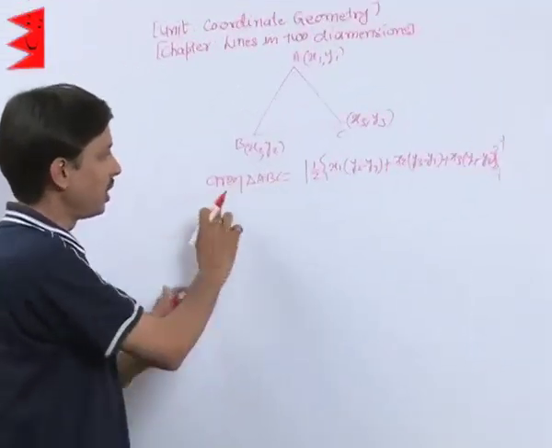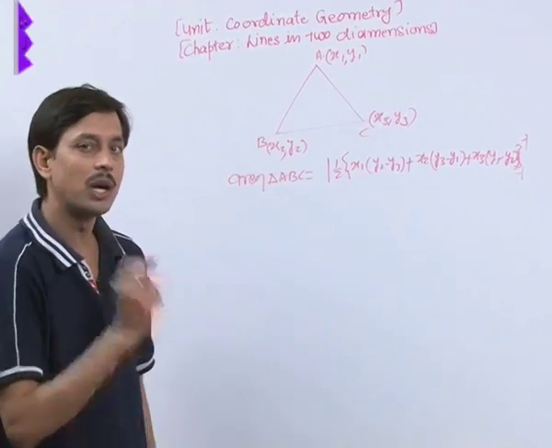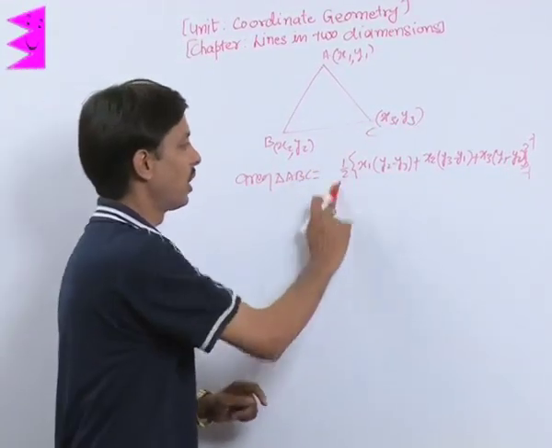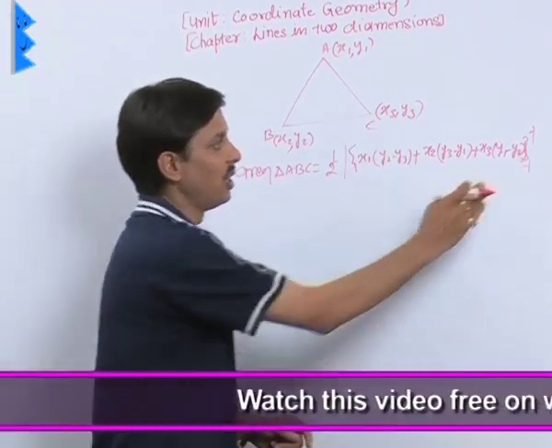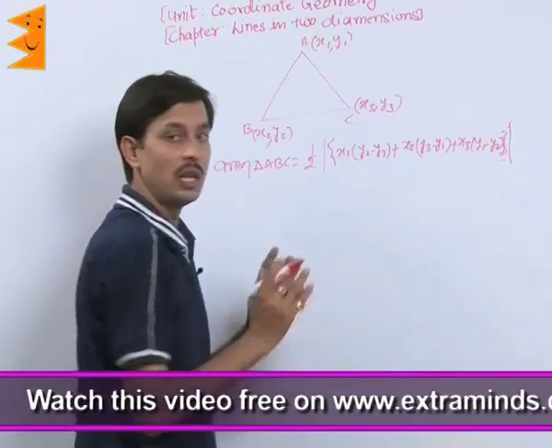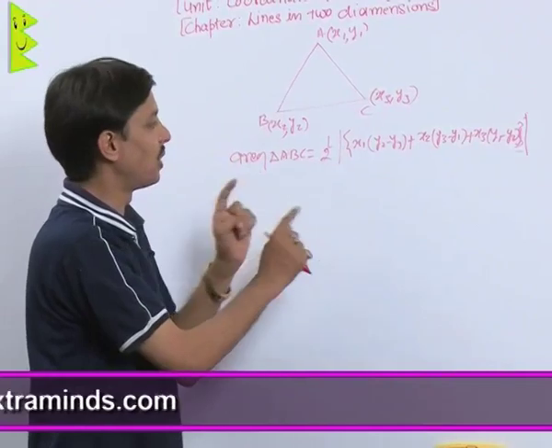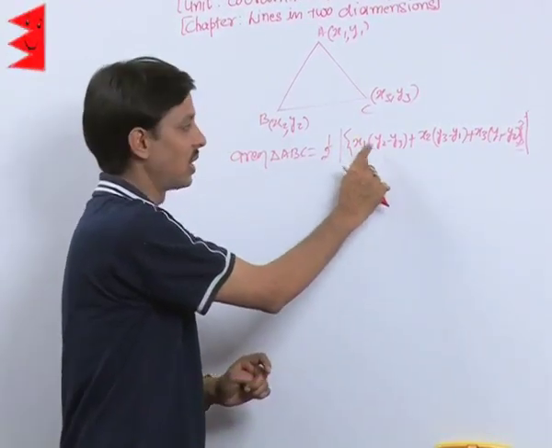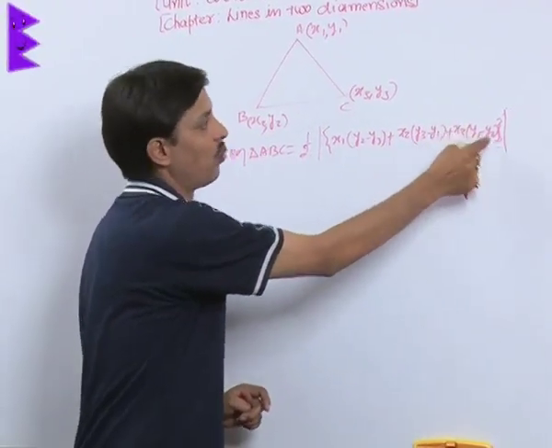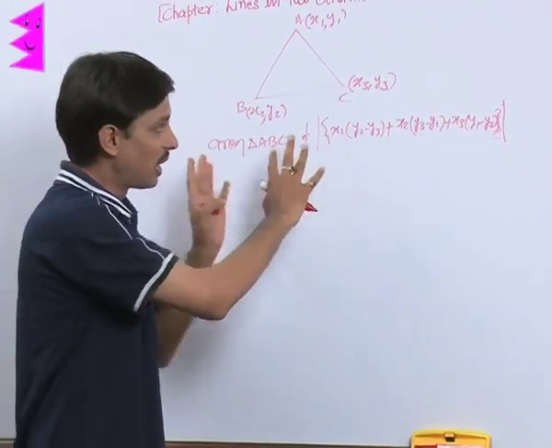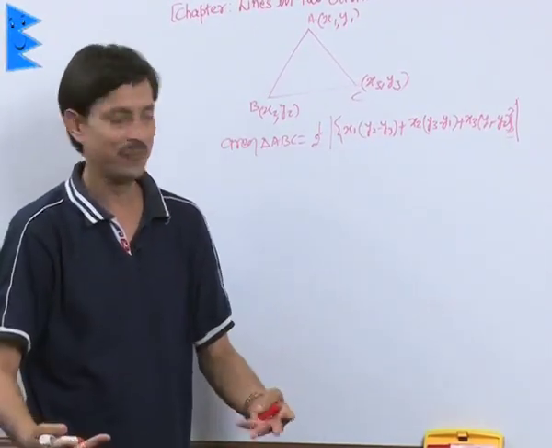So the area of any triangle using the direct formula can be calculated by half, or you can shift this mod here also, because half is this. Why am I putting a mod here? The reason is area is always a positive quantity. The formula for calculating the area of the triangle is half of x1 times y2 minus y3, plus x2 times y3 minus y1, plus x3 times y1 minus y2. This is the direct formula for calculating the area of a triangle or quadrilateral or pentagon.